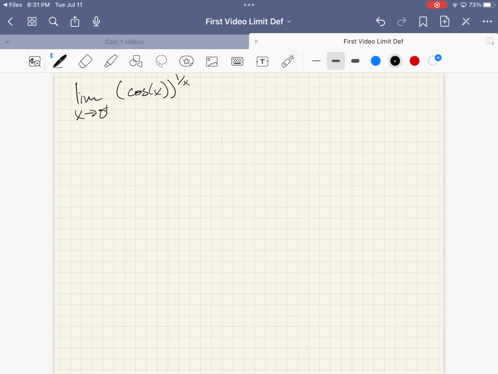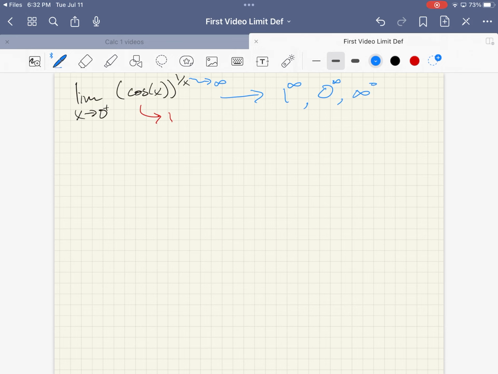Now, first, let's make sure we understand the form that we have. As x approaches 0 from the right, cosine is going to approach 1, and 1 over x is going to approach infinity. And so what we get is this form of 1 to the infinity. And this is one of the three forms. The other one is 0 to the infinity, and the third one is infinity to the 0.